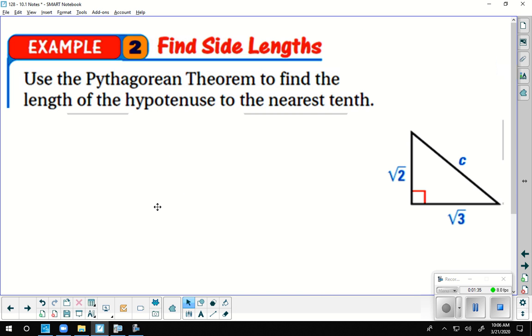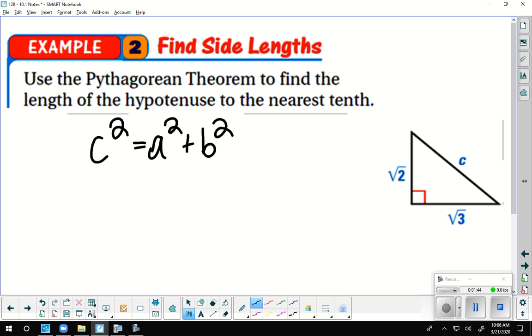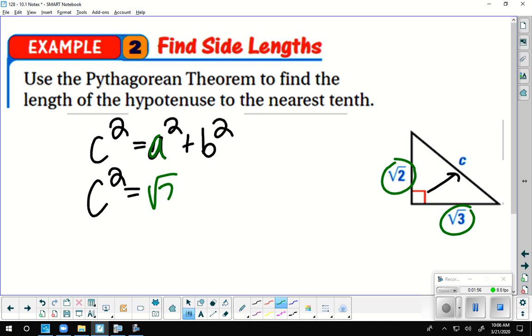Use the Pythagorean theorem to find the length of the hypotenuse to the nearest tenth. So we know the Pythagorean theorem is hypotenuse squared equals leg squared plus leg squared. In this case, our hypotenuse is across from the 90-degree angle, and that is C. So here are my two legs, the square root of 2 and the square root of 3. So A is the square root of 2 squared, plus B is the square root of 3 squared. Okay, so we're taking B, which is the square root of 3, and then we're squaring it.